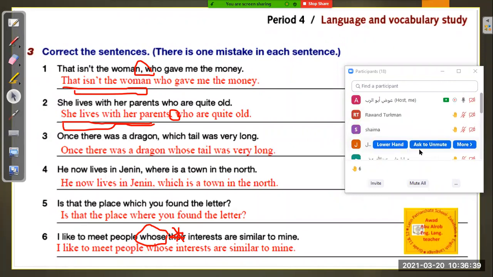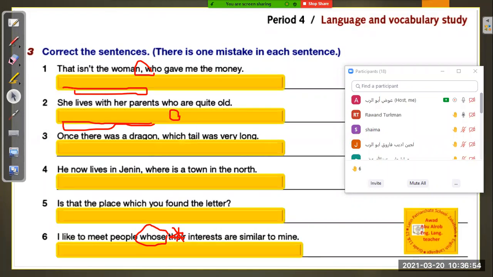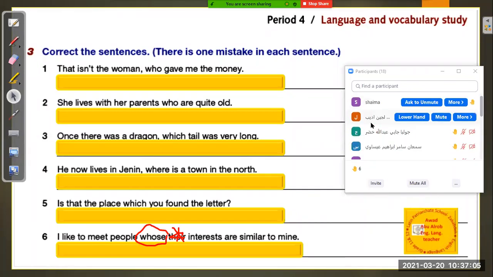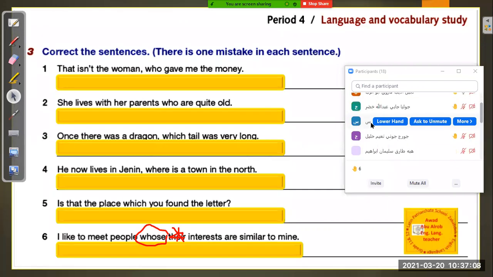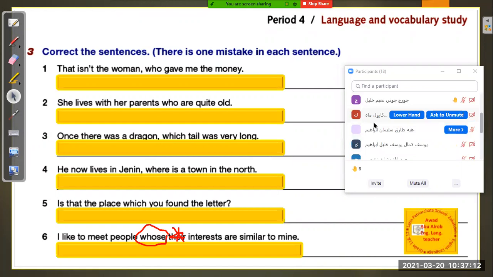Rawand, take it. That isn't the woman who gave me the money. Okay, the next one. Lujain. She lives with her parents, who are quite old, with comma.